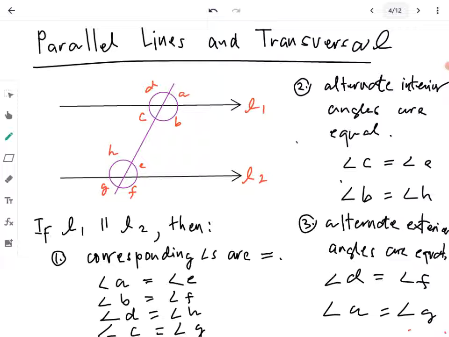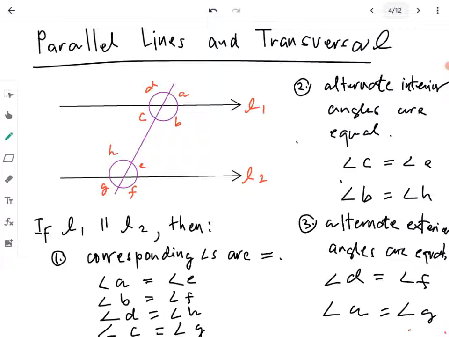Here we have two parallel lines, line 1 and line 2. Then we have the purple line, which we call a transversal. As we discussed before, a transversal is a line that cuts other lines. Upon cutting the parallel lines, line 1 and line 2, angles will be formed, and these angles have relationships that we discussed before.